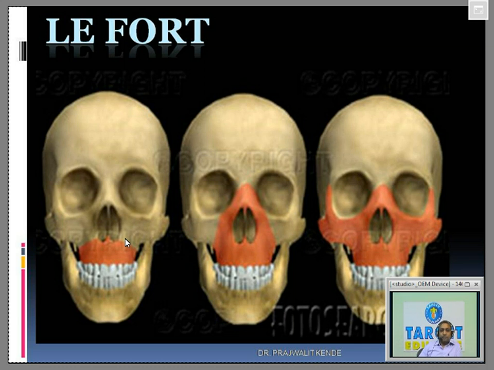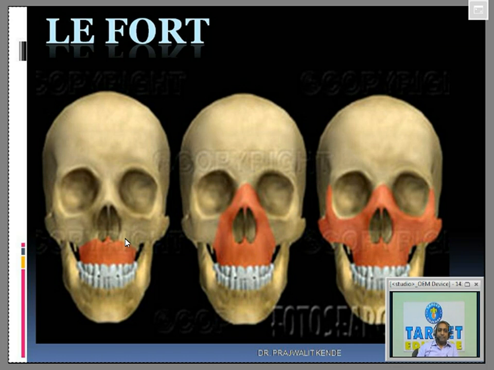Now you can see in this particular diagram, this is called Le Fort 1 fracture. This pinkish area is the Le Fort 1 fracture area. Le Fort 1 fracture is also called a subzygomatic type of fracture, as it is below the zygoma. It is also called a horizontal fracture, or Guerin's fracture. So these are different names for this particular fracture, Le Fort 1.